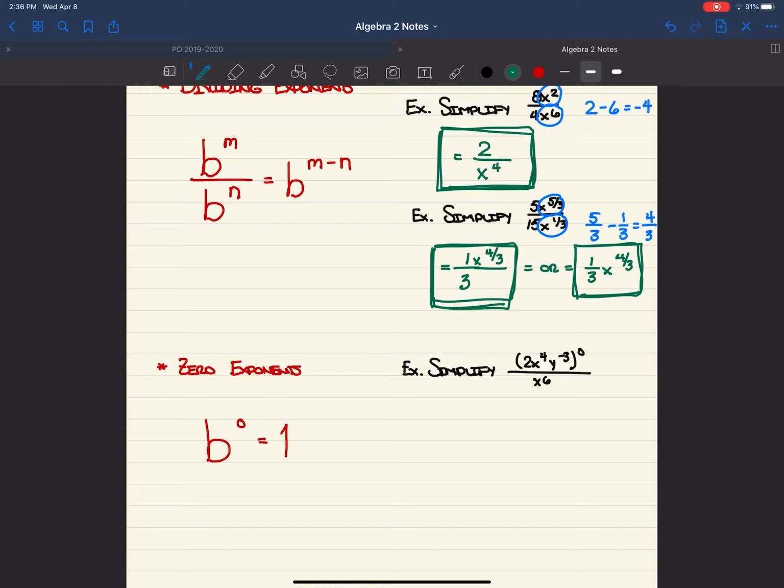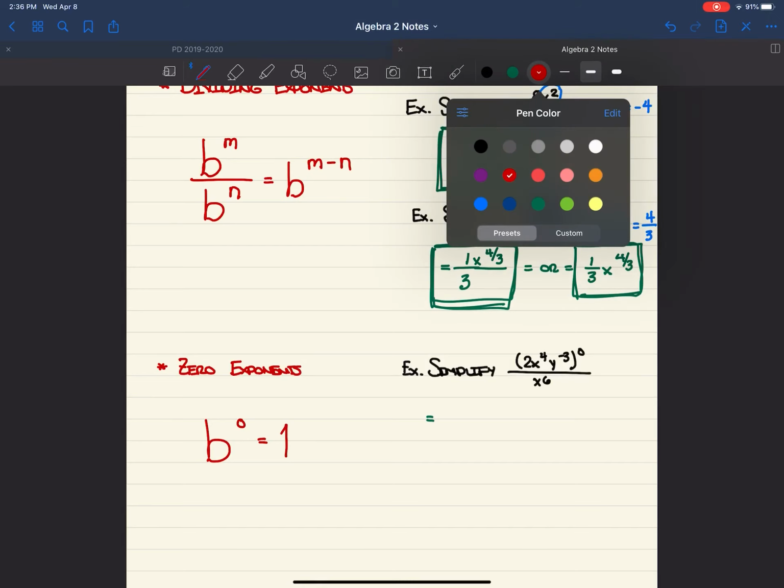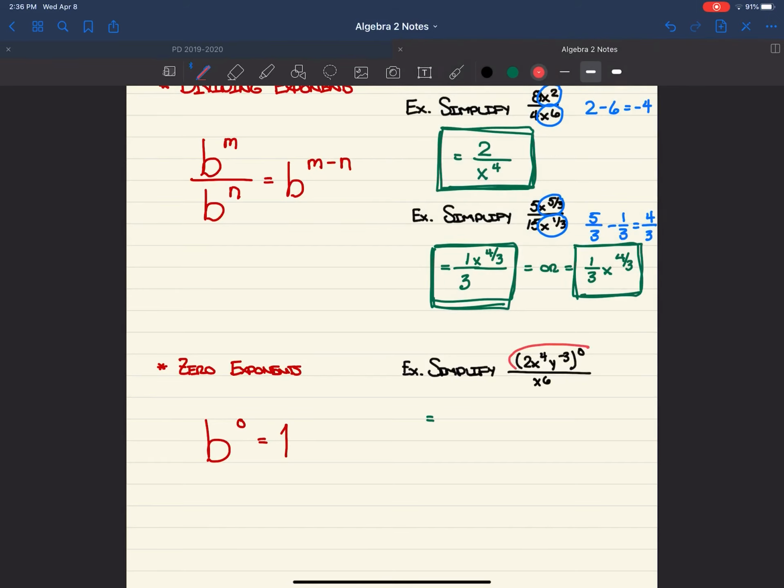So the first and only example with this property says simplify 2x to the 4th, y to the negative 3rd, and then that whole expression is raised to the 0 over x to the 6th. If we simplify this, you'll notice that in the numerator, everything here is all raised to the 0 power. That means that everything in the numerator just equals 1. And then our denominator is still just x to the 6th. And that's it. That is all we can simplify that to. So my final answer for this would just be 1 over x to the 6th.